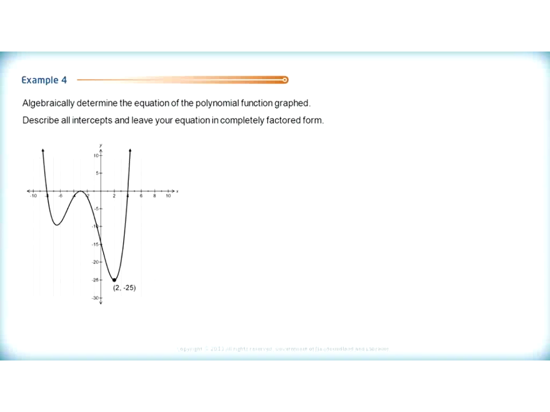This is a constructive response item whereby we have to algebraically determine the equation of the polynomial function graph, determine all intercepts, and leave your equation in completely factored form. Again, the shape of the graph is W-shaped, which indicates to us that we're dealing with a quartic function. The leading coefficient A has to be greater than 0 if the graph extends up into quadrant 1 and up into quadrant 2.